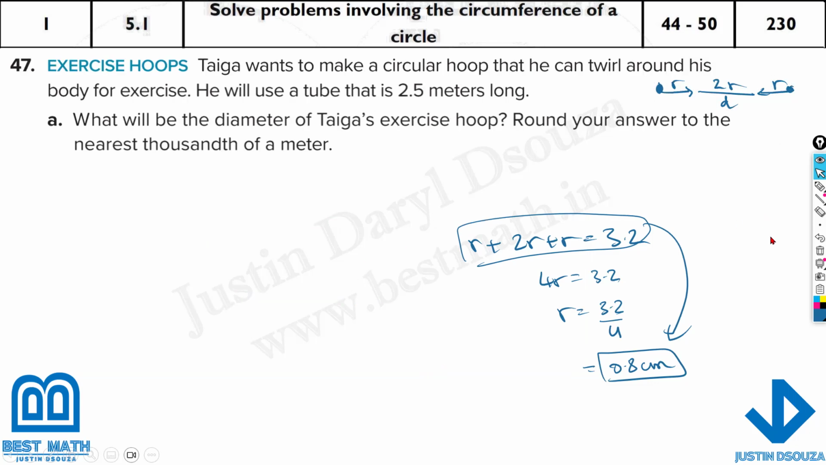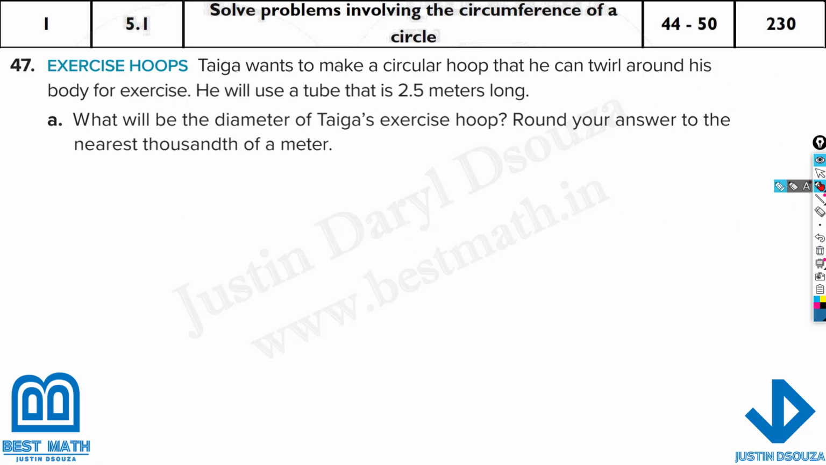That's it. Now here what we have is Taiga wants to make a circular hoop that he can swirl around his body for exercise. You know those hula hoops. Basically, you spin them around your waist for exercise. I think that is what they're meaning over here. He will use a tube that is 2.5 meters long. See this, the length of the tube is 2.5 meters.